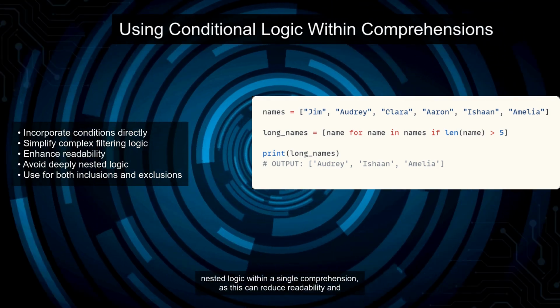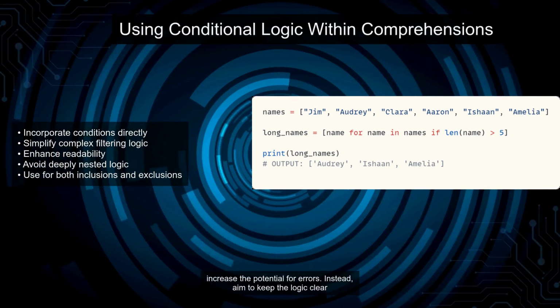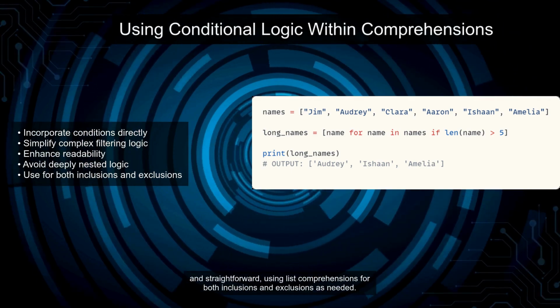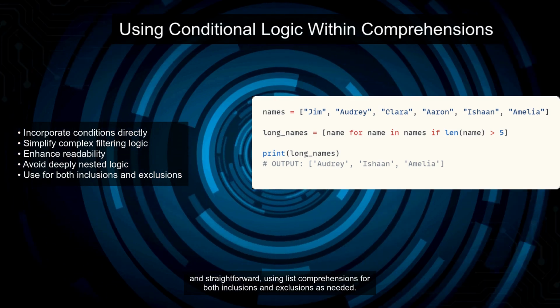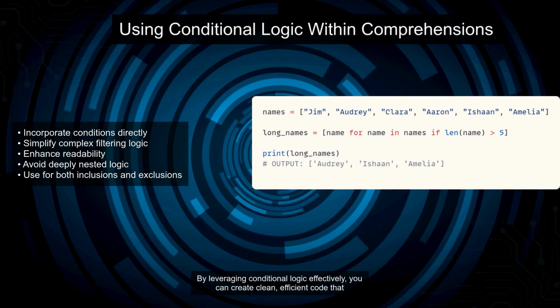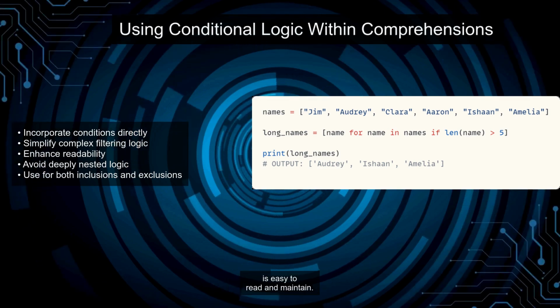However, it's important to avoid deeply nested logic within a single comprehension, as this can reduce readability and increase the potential for errors. Instead, aim to keep the logic clear and straightforward, using list comprehensions for both inclusions and exclusions as needed. By leveraging conditional logic effectively, you can create clean, efficient code that is easy to read and maintain.